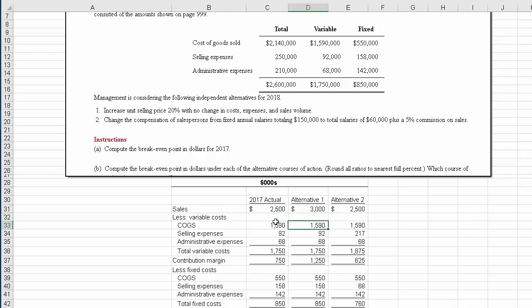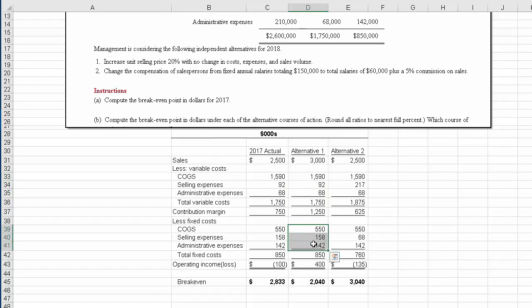Now, the selling price goes up 20%, no change in costs, expenses, or sales volume. So the variable cost will not change at all, right? It would if volume went up, but if volume didn't go up and we only have a sales price change, these costs would remain the same. Same thing with fixed costs. They're fixed. There's no relationship between their costs and a level of activity. But in this case, there's no change in level of activity anyway. It's just a selling price. And so what we see is we would then be operating at a profit.